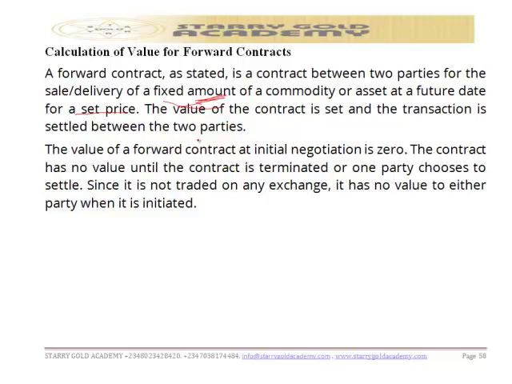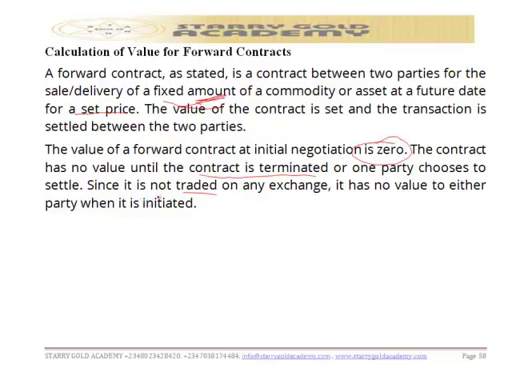So the value of the contract at initiation is what? It is 0. The value of a forward contract at initiation, in the beginning, is 0, but none of the parties deposit anything. It is a gentleman's agreement which is expected to be obliged at the end of the contract. So the contract has no value until the contract is terminated or one party chooses to settle the order. And since it is not traded on any exchange, it has no value to either party when it is initiated.